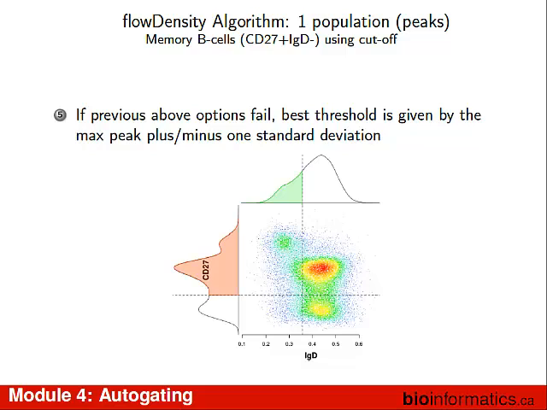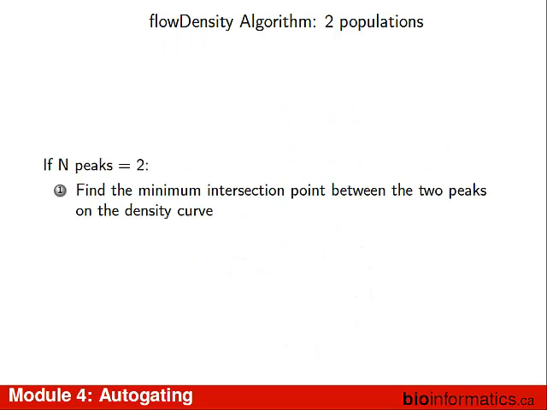Here's another example. If you don't know what your data looks like, we make some guesses. If you do, we can help train that. If nothing else fails, we can just pick some standard deviations, plus or minus, and that works sometimes for some data sets. Again, you have to walk through this to see what the best option is that's going to work. If there's two populations, it's really easy. One, two peaks, you just cut in the middle between the two.